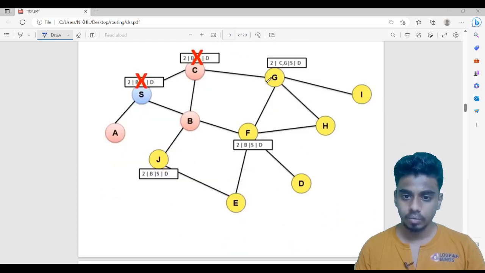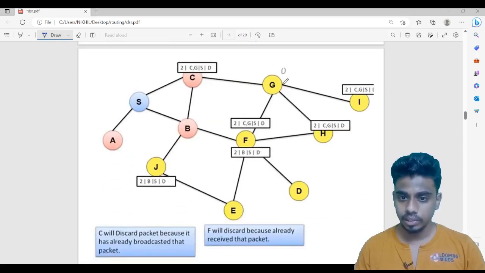Okay. Now what will G do? G doesn't have any idea about the destination. G will add its own ID in the packet which it received from C. G will try to broadcast to I, H and F. Now G has broadcasted to I, H, F as well as to C. Now again C will ignore this. F will also ignore this. It will discard because it has received multiple packets. F will discard because it already received the packet. C will discard because it had already broadcasted the packet. Okay, next.